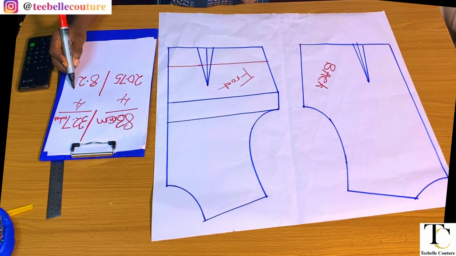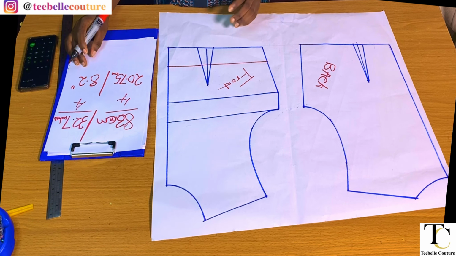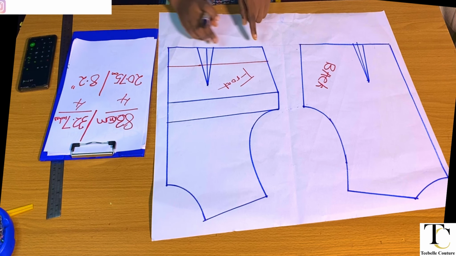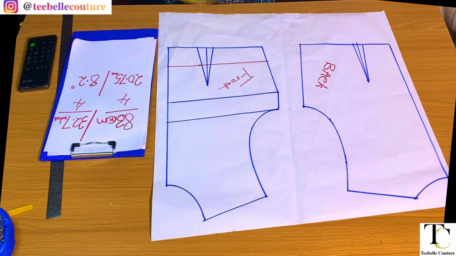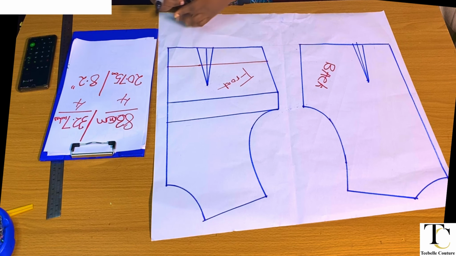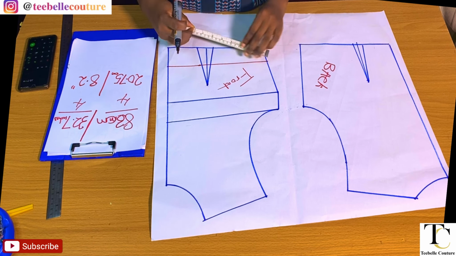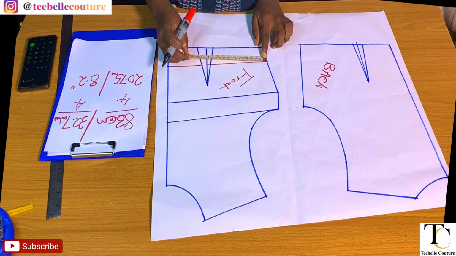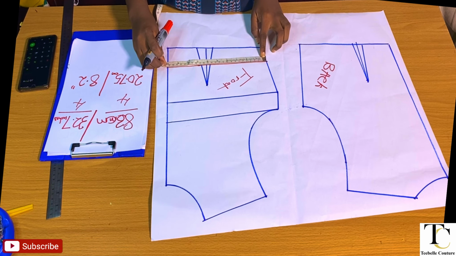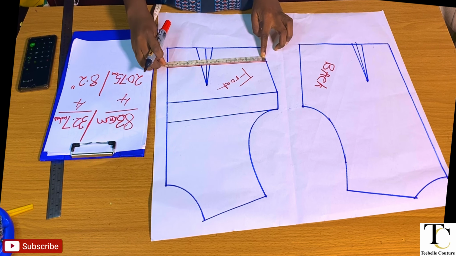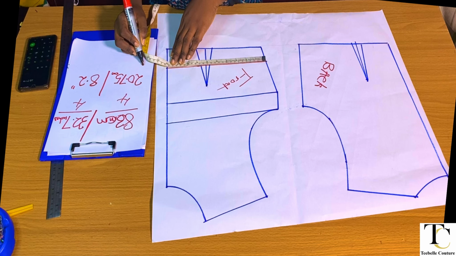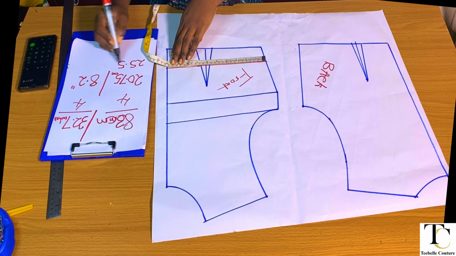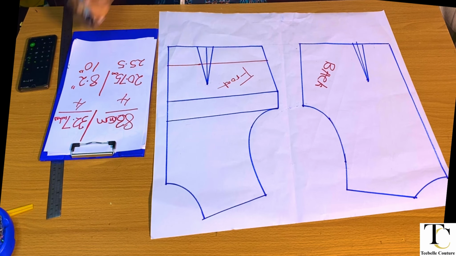After getting 1/4 of my underbust, the next thing I will do is to measure from my side front to my center front at the underbust to get what I have at that angle. I'm going to measure once again from my side front to my center front, and whatever I have, I will note it down on my paper, which is 25.5 centimeters. It is 10 in inches.